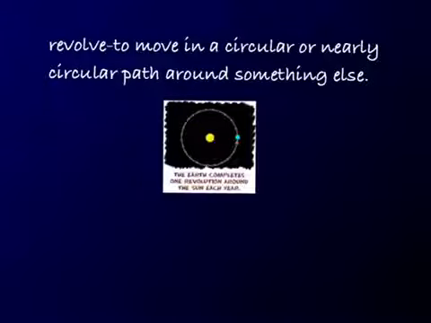Now, we've already talked about revolve tonight. But revolve is to move in a circular or near circular path around something else. So as you can see in my description here, the Earth completes 1 revolution around the sun each year. So that means that the Earth is moving around the sun. It's revolving just like that, just moving around.